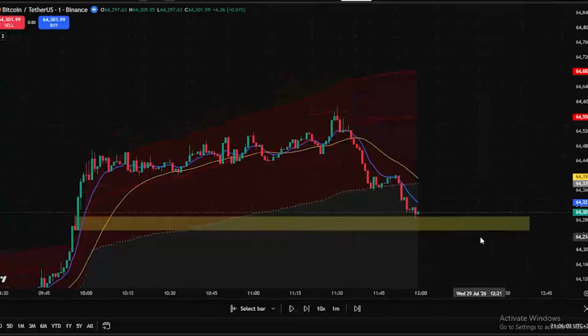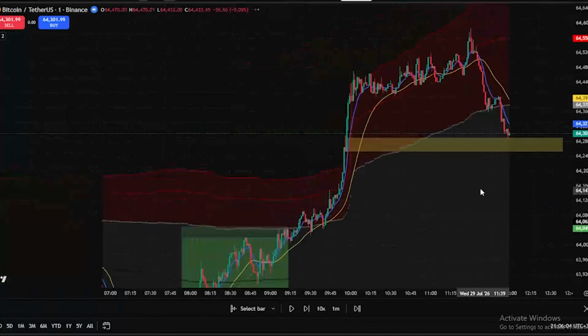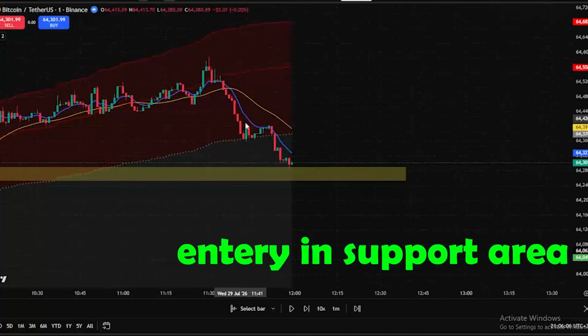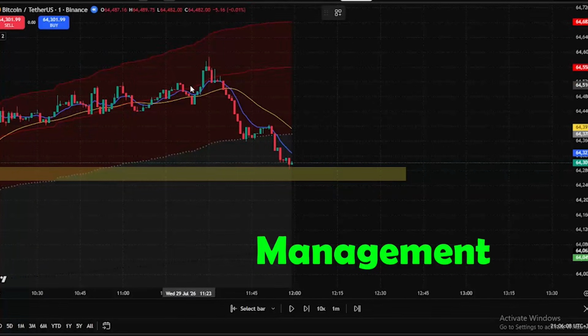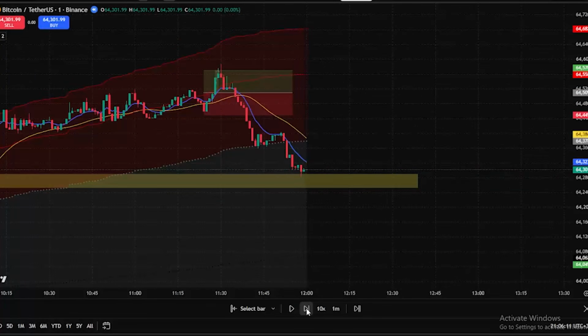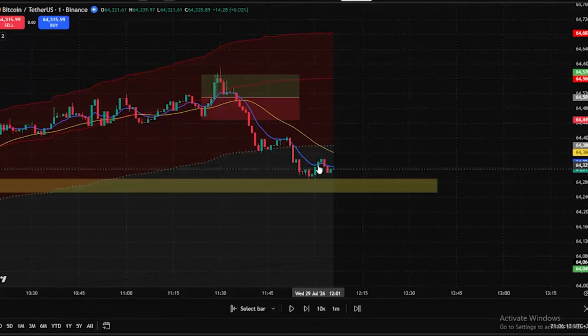Now let's analyze another Bitcoin trade example. But this time we are going to focus on something many traders ignore: capital management, because even the best strategy in the world can fail if you risk too much on a single trade.